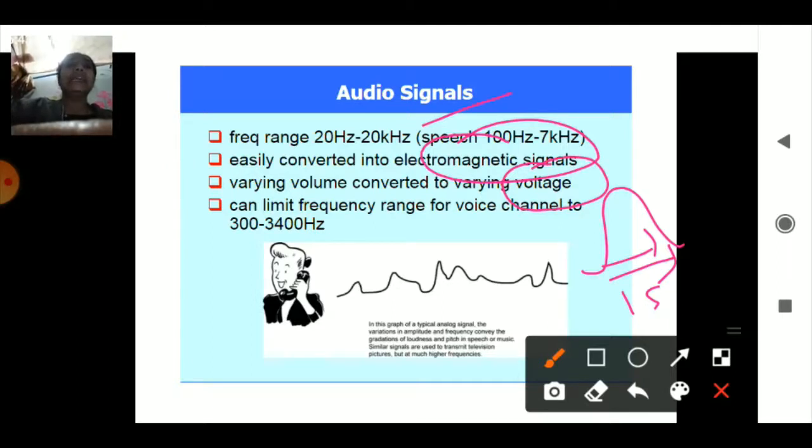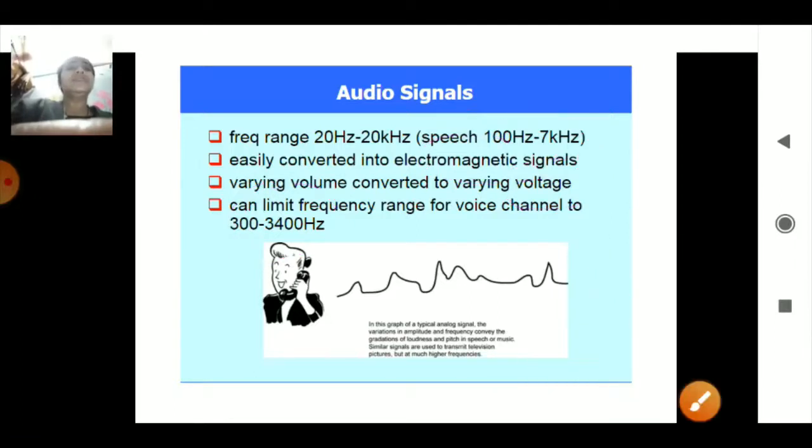We can limit the frequency range for a voice channel to 300 to 3400 hertz. Only the data in this range is transmitted from one end to another. Okay, 300 to 3400 hertz, it can transmit the data from one end to another. This is the part of your audio signals.